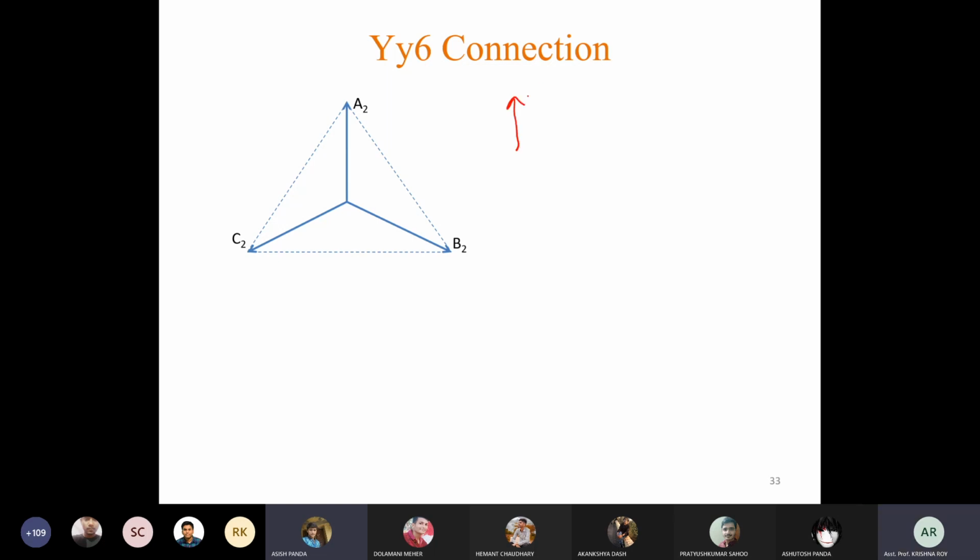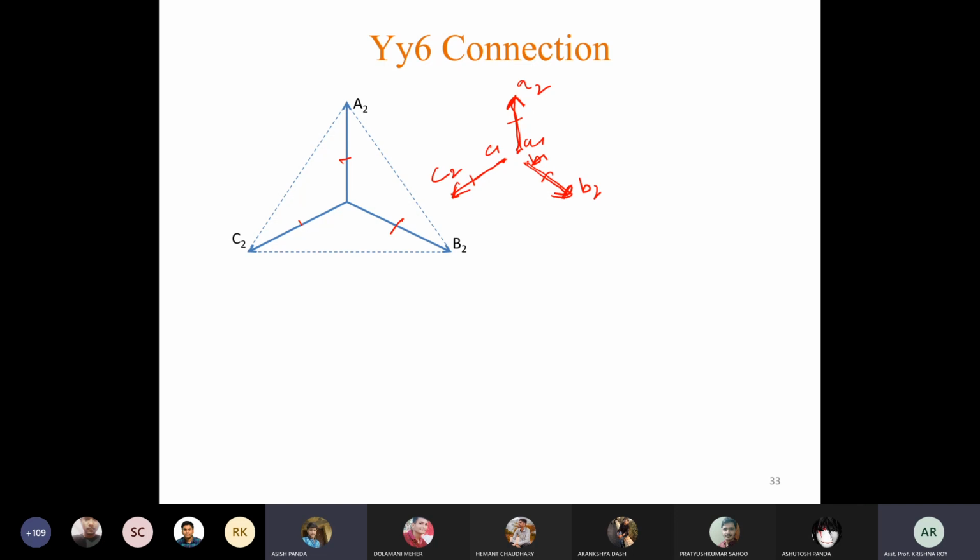This is A2, A1, this side and this side are parallel. This is C1, C2, this side and this side are parallel. This is B1, B2, this side and this side are parallel. This is before connecting the low voltage side. Okay, so here the directions of the phasors are from this point to this in this direction for A phase, from this point in this direction for B phase, and from this point in this direction for C phase.